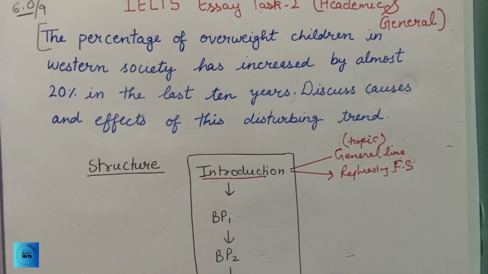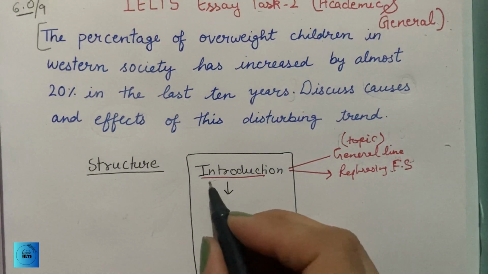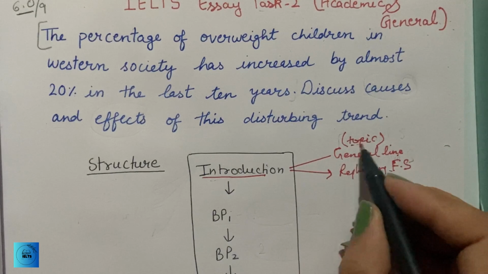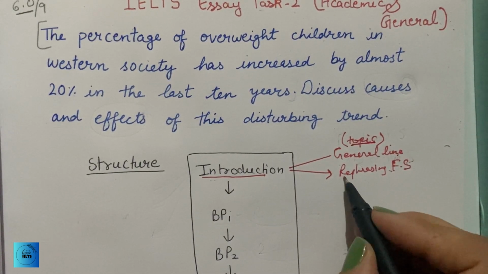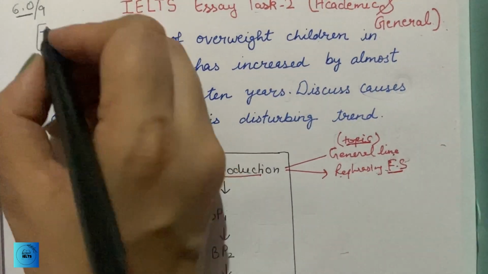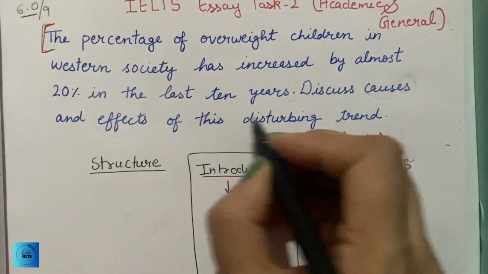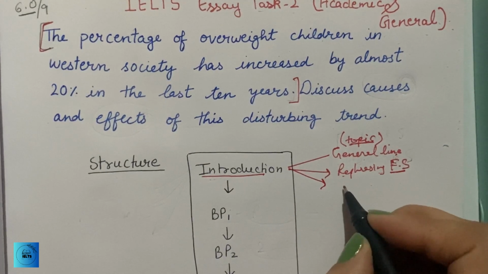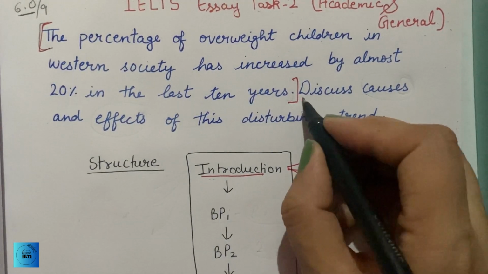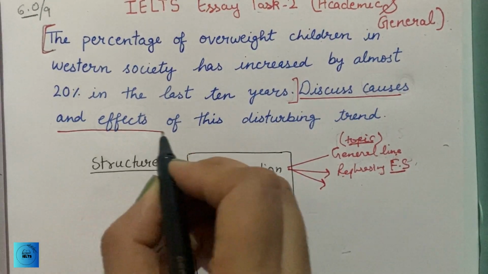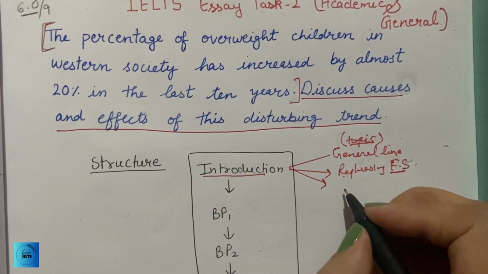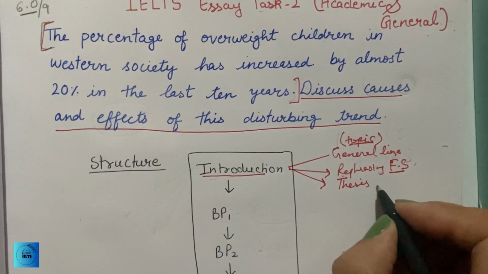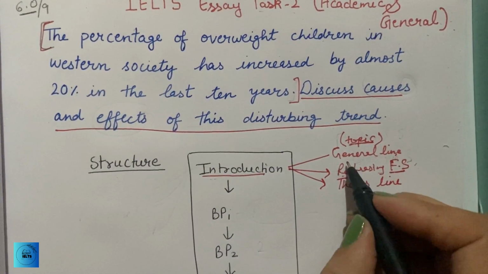So let's discuss the introduction in detail. The very first thing I have to do in the introduction is write down the general line about the topic of my essay, and then I will rephrase the factual statement, which is from the percentage till years. And the third thing is answering the question. The question is discuss causes and effects of this disturbing trend, which is also known as the thesis line of the essay. So let's talk about the general line.